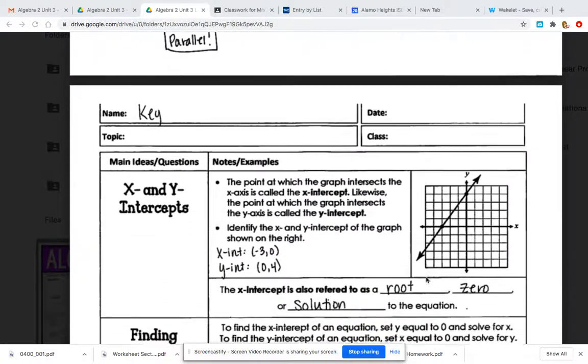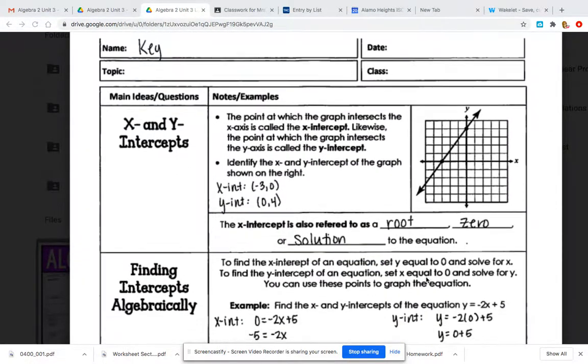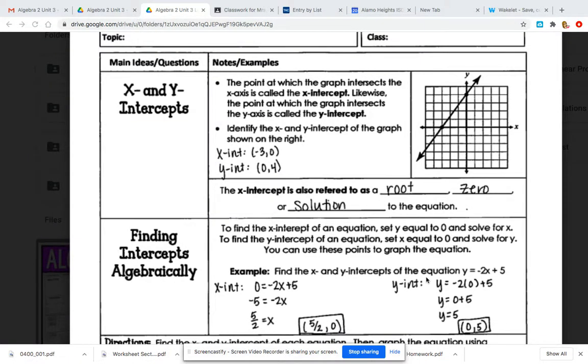All right, going on to the next set of notes. This is the last page for this unit, or this section. We talk about x and y intercepts. So what's nice is when we're looking for intercepts, if it's the x-intercept, y will be 0. If it's the y-intercept, x will be 0.